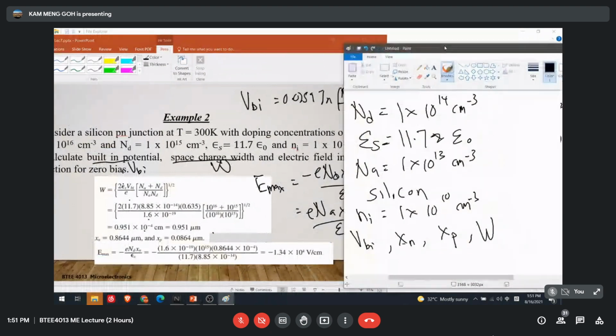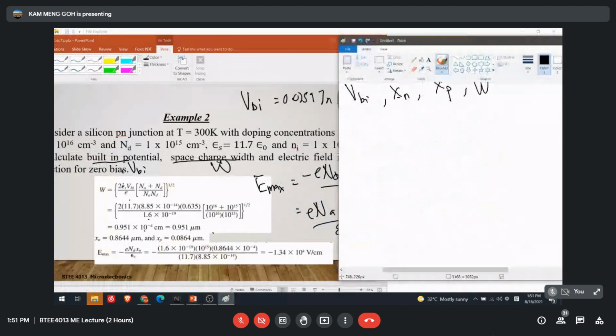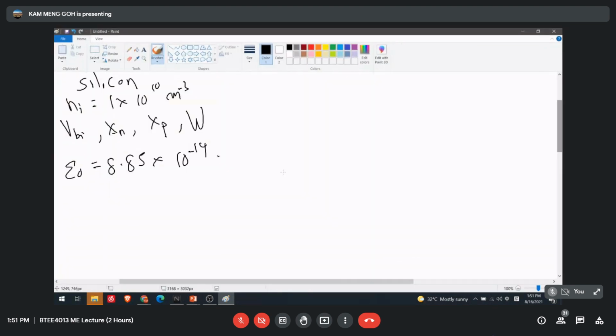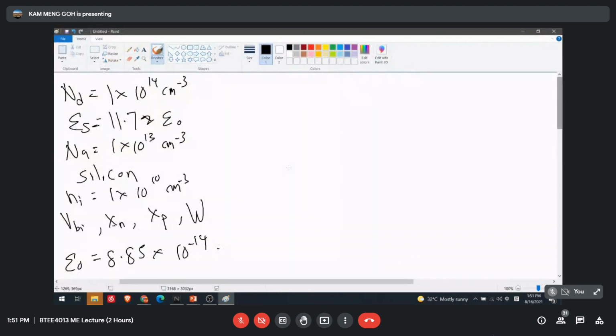So one good hint for you is the epsilon 0 here is equal to 8.85 times 10 to the power of negative 14. Okay, let's try to calculate this and see what will happen. So calculate V_BI, Sn, Sp, and W.